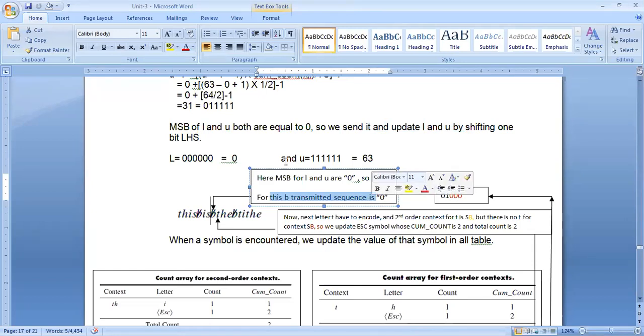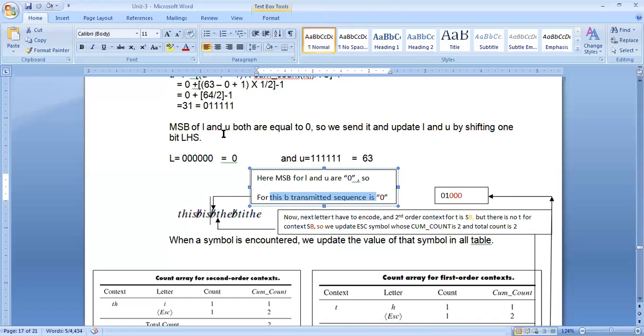Suppose that here the MSB of L and U are 1. Then we will transmit 1. And in the case when the MSB of lower and upper bound are not the same, what will we transmit? This case we will discuss later. Firstly, we have found the value for B cross, and the MSB of the lower and upper bound for B cross is 0, so we will transmit this 0 for B cross.